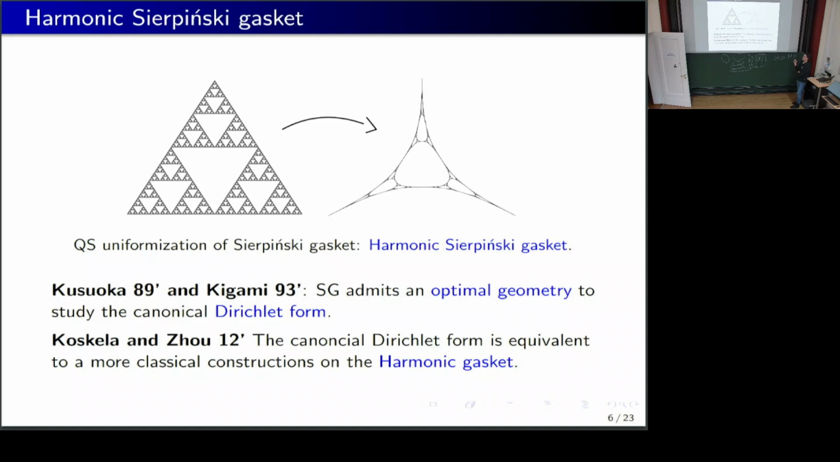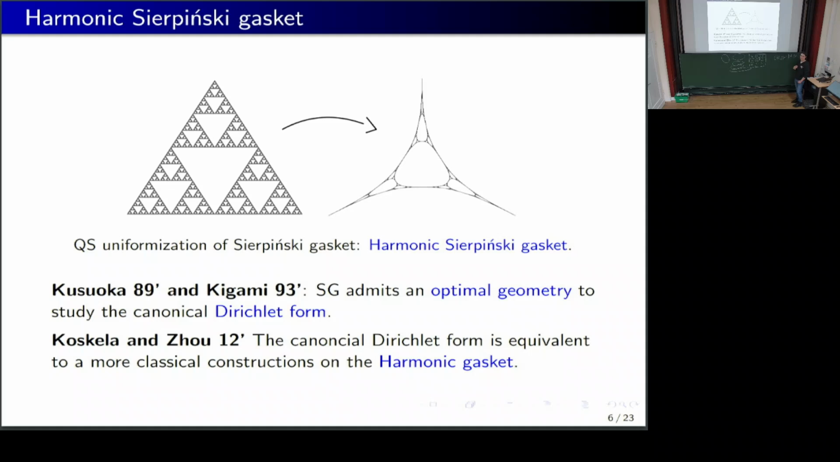And later, Koskela and Zhou noticed that if I introduce more classical constructions of general metric spaces, meaning Sobolev spaces and gradients and so on, then those can be used to reconstruct the natural Dirichlet form, but only on this harmonic Sierpinski gasket. So the same construction on this triangular Sierpinski gasket gives me nothing. But if I do it on the harmonic one, it actually gives me something. So this means that if I'm interested in the Dirichlet form of the Sierpinski gasket, I'd rather study the harmonic one. So this is, again, a particular case of a uniformization problem.